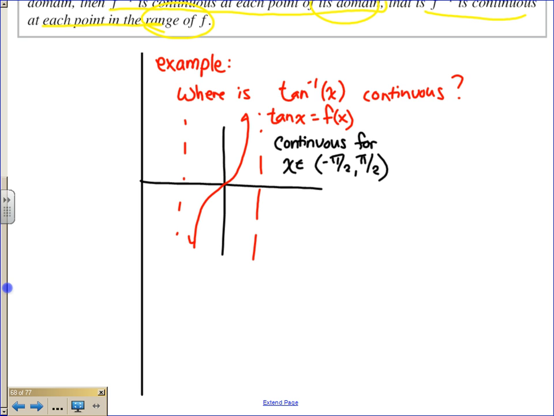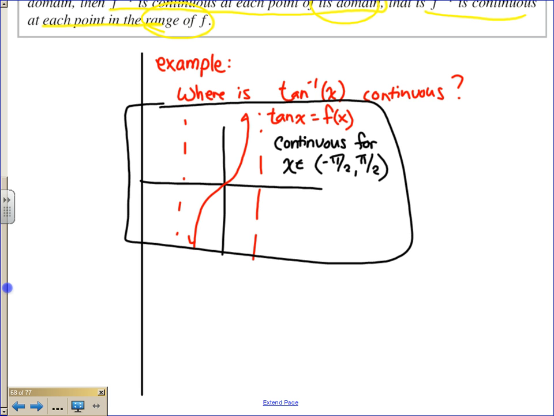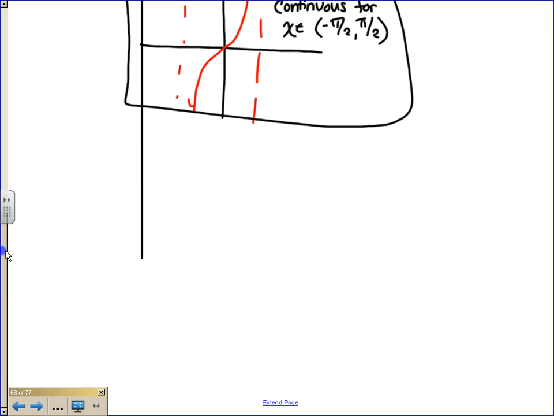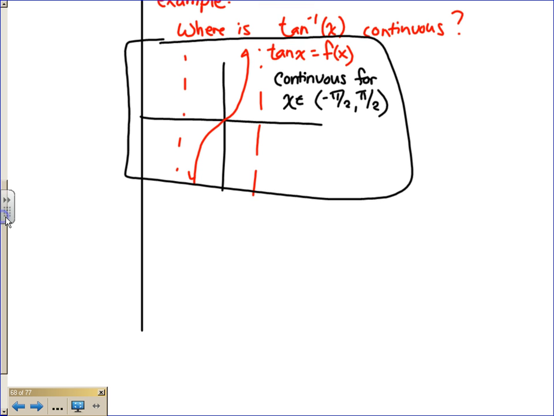So we're starting with this, right? That's our tangent. That's our background information. So how would I get tan inverse? What does he look like? Flip him over. Okay, flip him over.